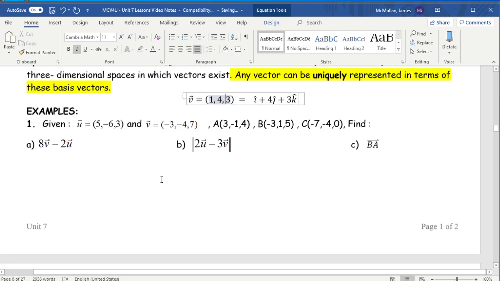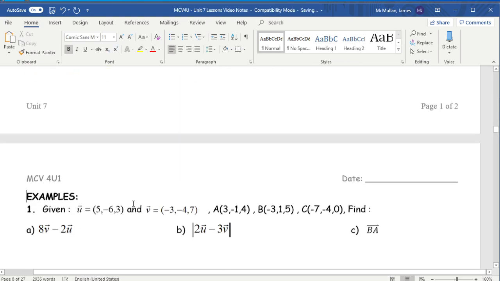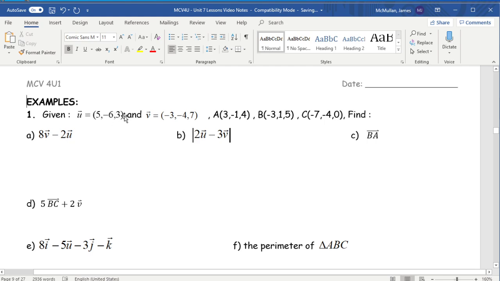Okay, let's try an example. So here it says vector u is 5, negative 6, 3. Vector v is negative 3, negative 4, 7. And then we have these 3 points. What we're supposed to do is find 8v take away 2u, 2u take away 3v, and then this.